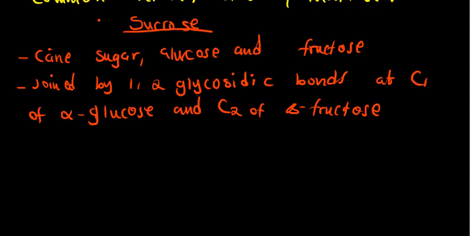The molecular formula for sucrose is C12H22O11: 12 carbon, 22 hydrogen, and 11 oxygen. So let's now see the structure and how the condensation reaction happens.